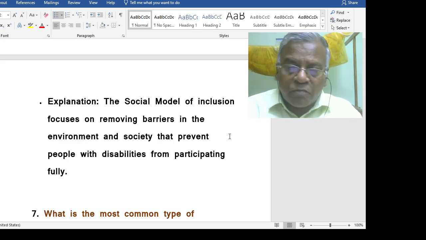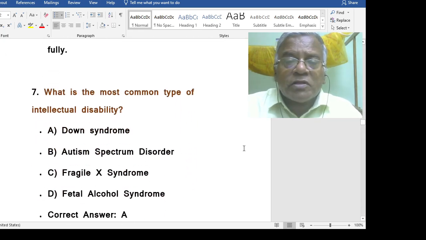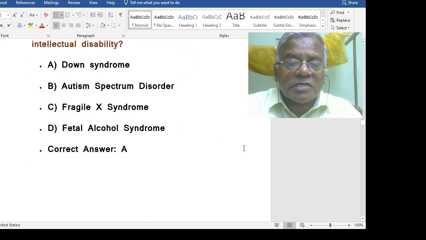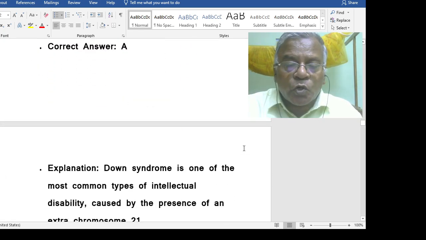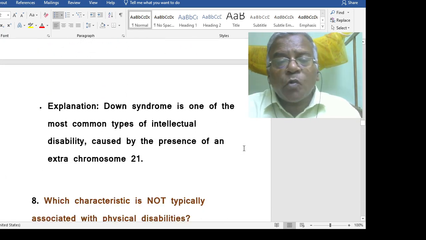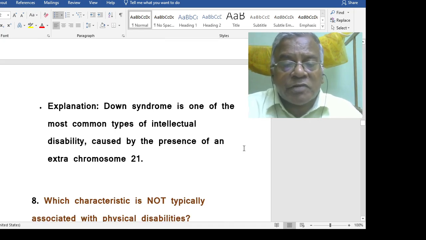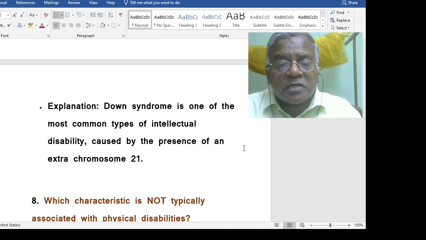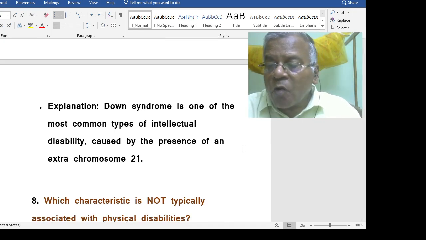They are also normal people. Due to some reasons or other, they are little different from us. That way, the society should accept it. That is the idea here. What is the most common type of intellectual disability? That is Down syndrome. Down syndrome is one of the most common types of intellectual disability caused by the presence of an extra chromosome 21.